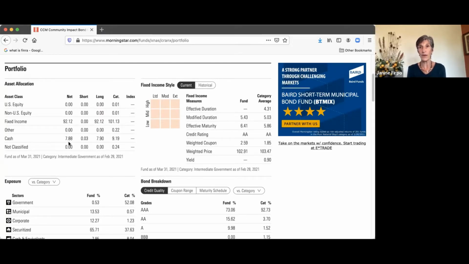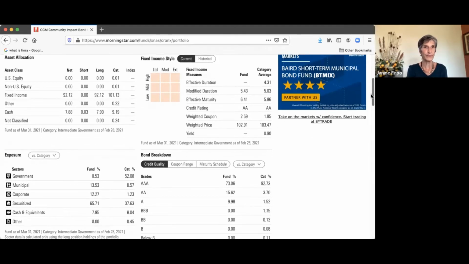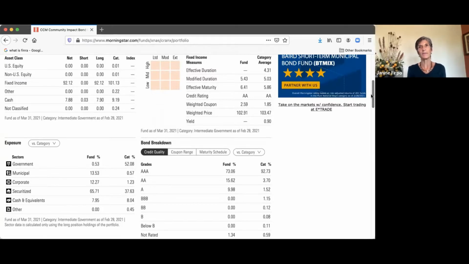That is very common. You will normally see some of these funds always have a little bit in cash, so that if they see an opportunity to purchase something, they have that capital available to do that. But this is pretty much a bond fund. If you had a more balanced fund that we were looking at, then you might see that there was a split between US equity and fixed income.